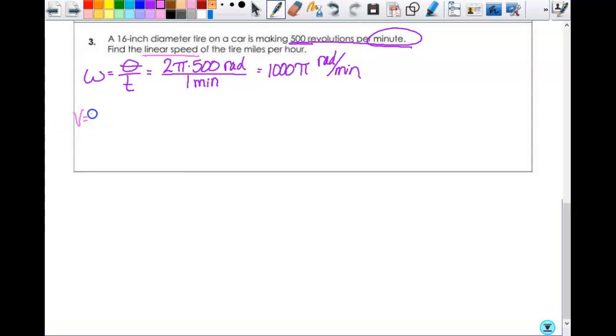Linear velocity is equal to r omega. What's the radius? 8. So I'm going to do 8 inches over 1. If it's not a fraction, we make it into a fraction. We're going to multiply that by 1,000 pi radians per minute in fraction form, meaning this will be 1,000 pi radians for every 1 minute.